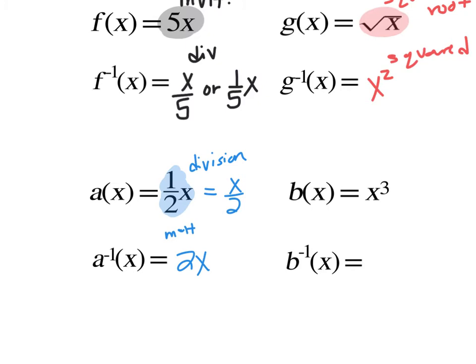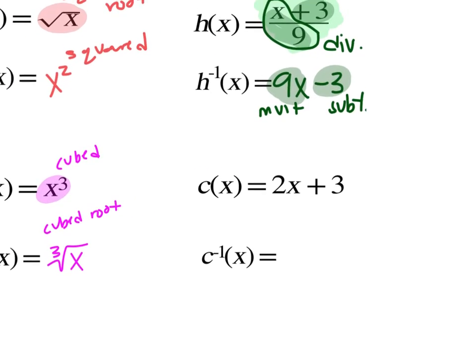For letter B, if I have x to the third, this is cubed. The inverse of that is to take the root. So the cubed root would be the inverse. So the cubed root of x would be the inverse function. So we're just thinking opposite on these nice and simple ones.